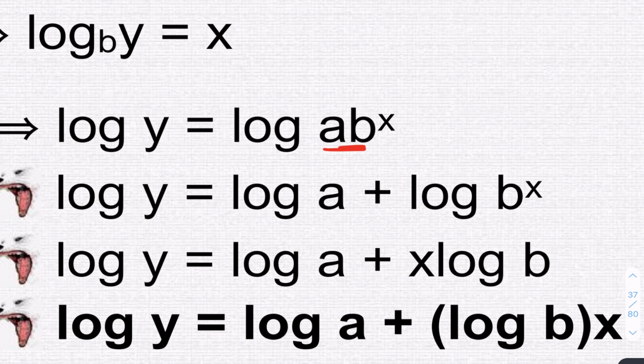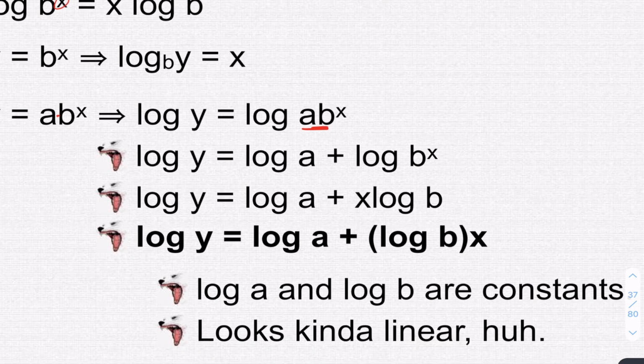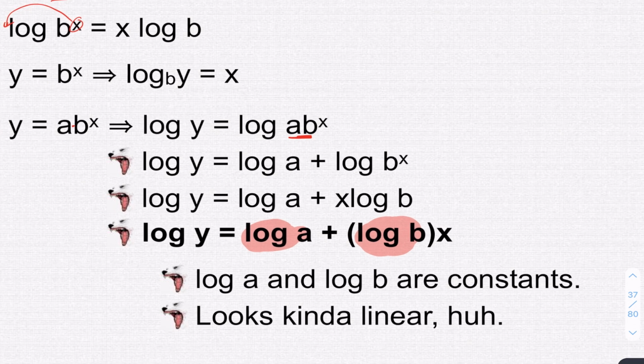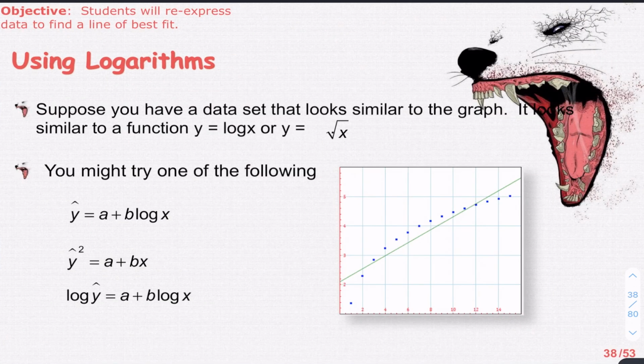Interesting. If I just tell you that log a and log b are just numbers, that looks linear, doesn't it? And that's the goal. When we're taking the logarithmic expression, or the log of both sides, what this does is, in fact, turn this equation into a linear function.